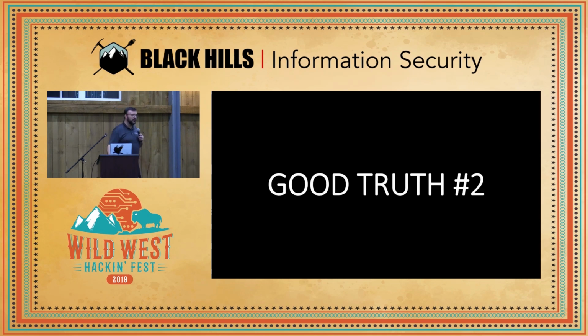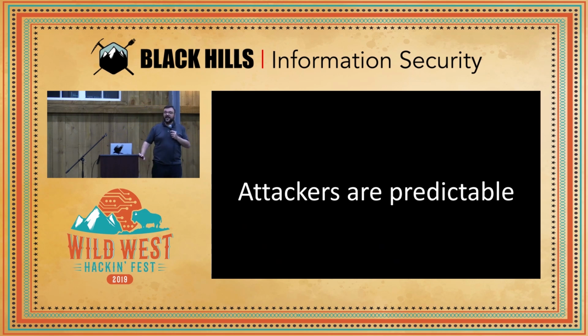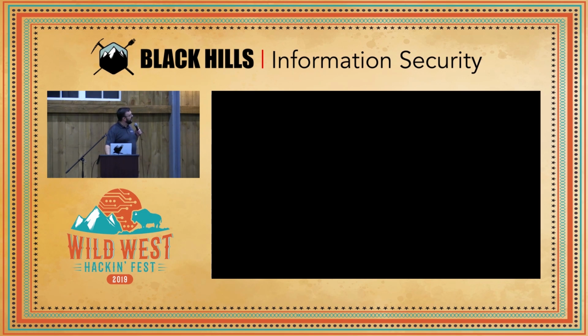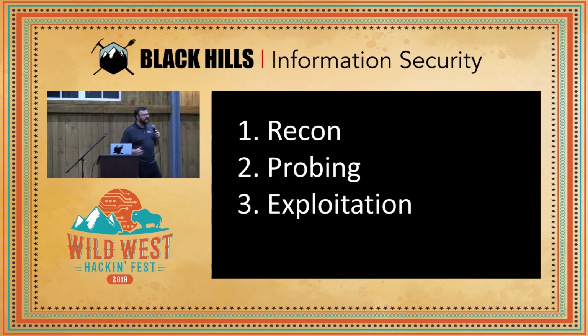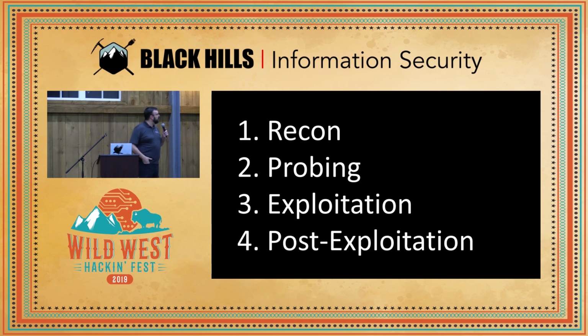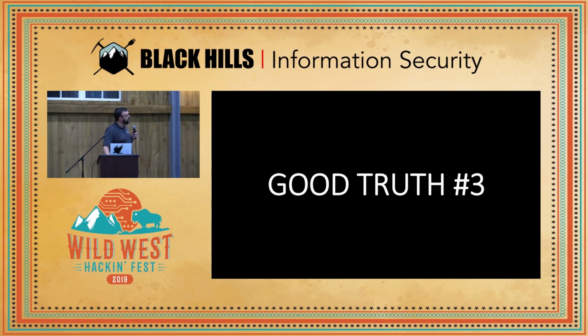Okay, good truth number 2. Attackers are predictable. Attackers actually have playbooks. Different groups have different predictable behaviors, but they all kind of boil down to something like this. They're going to do reconnaissance. Now, your lesser skilled attackers aren't going to be doing this. The script kiddies or the drive-by attacks, they just spray and pray. But the skilled attackers are going to do recon. They're going to do some sort of probing. Once they find things, they're going to start nudging it and seeing how it behaves. And then they're going to start exploiting it. And then once they exploit, they're going to do post-exploitation behaviors. I am going to give you techniques that you can use at each of these phases to frustrate and trip up the attackers. So, good truth number 3.